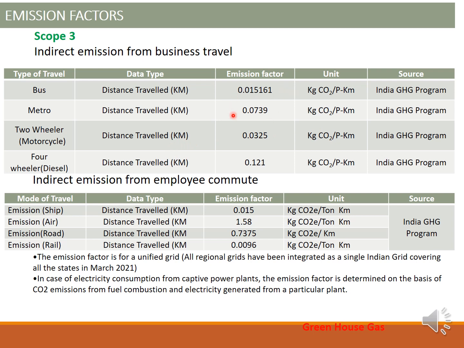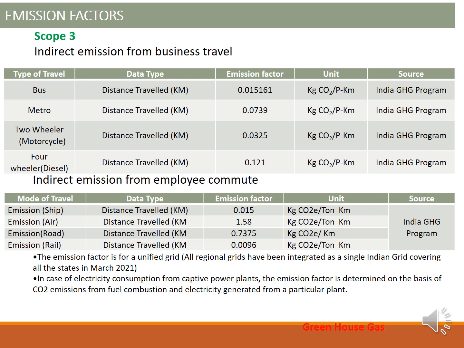we have provided this emission factor in kg CO2 per km for India as per the GHG Protocol. It is 0.0739 for metro, 0.0325 for two wheeler, and 0.121 for four wheeler if it is diesel. Then indirect emissions from employee commute and transport, by ship, air, road, rail, distance traveled in km, emission factor 0.015 kg CO2 per ton-km, as provided by India GHG Protocol. The emission factor is for the unified grid, all integrated as a single grid.